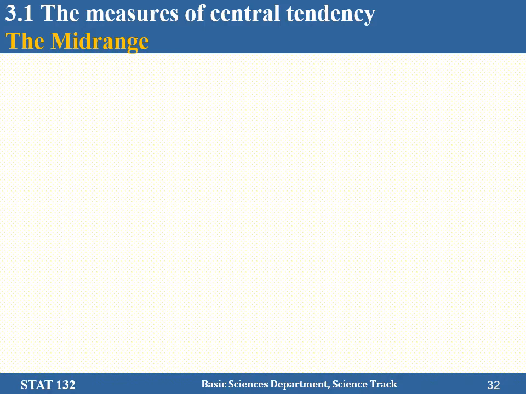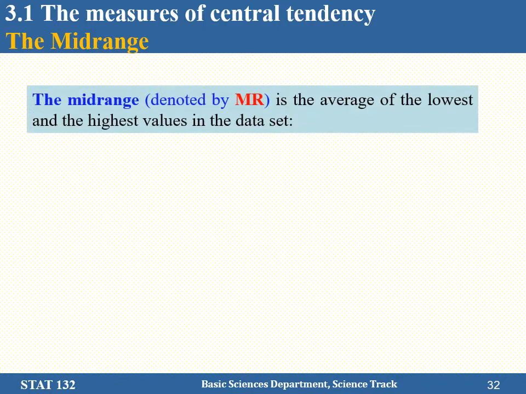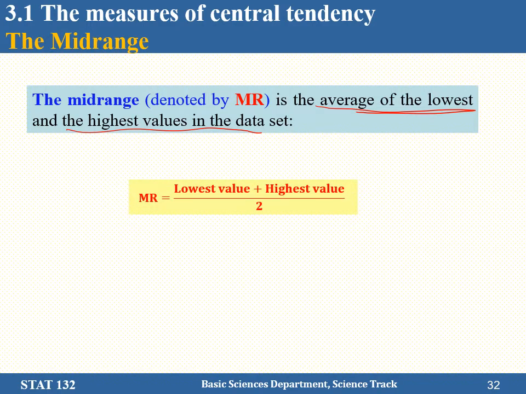We have another measure of central tendency, which is called the mid-range. The mid-range is the average of the lowest and the highest value of the data set. Basically you find the lowest value and the highest value, and then you add them and divide by 2. This gives you the mid-range.